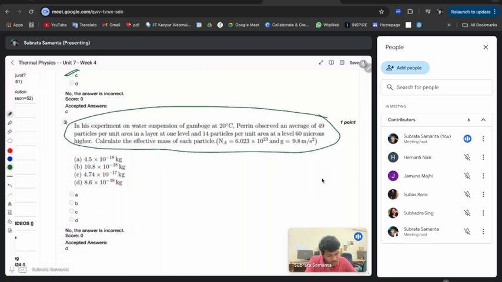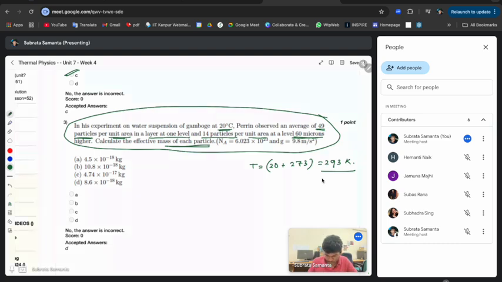so in his experiment of water suspensions of gamboge at 20 centigrade, Perrin observed an average of 49 particles. So first the temperature is 20, so T is 20 plus 273 equals 293 Kelvin. Perrin observed an average of 49 particles per unit area in a layer at one level and 40 particles per unit area at a level of 60 microns. Calculate the effective mass of each particle.